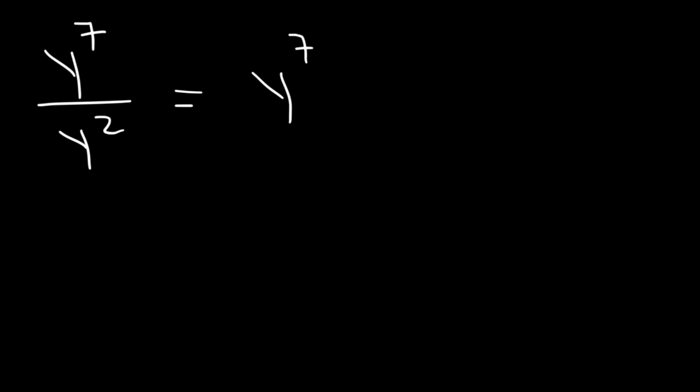Now let's talk about dividing monomials. What is y to the 7th divided by y squared? When multiplying, you should add the exponents, but when dividing, you need to subtract the exponents. So this is going to be 7 minus 2, which is 5.